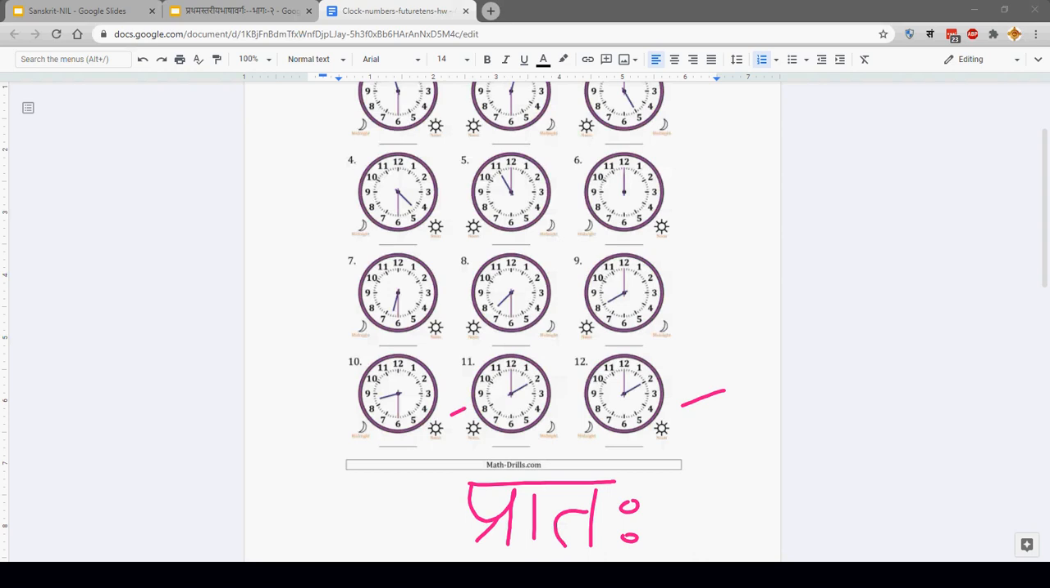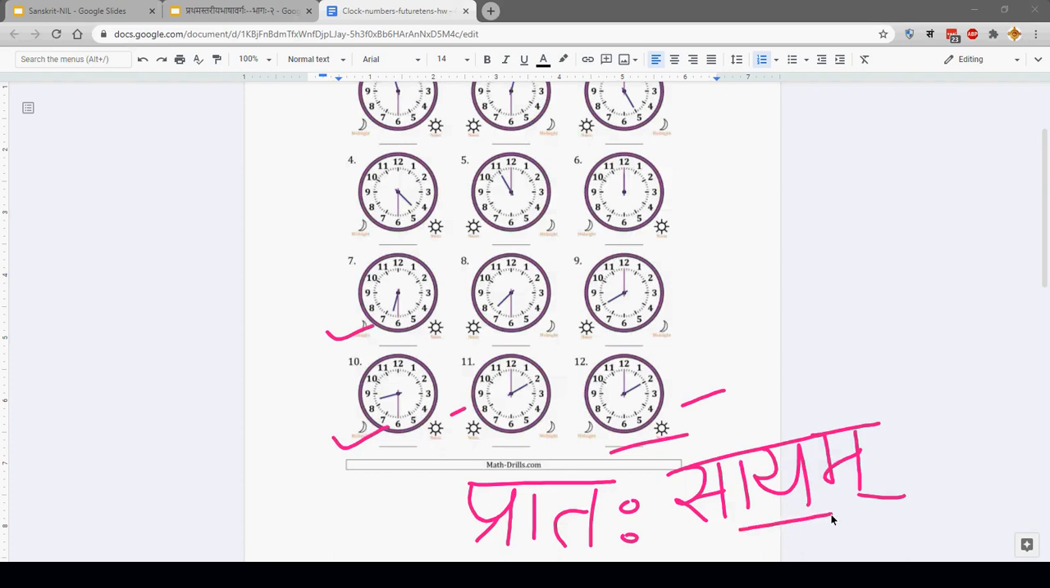Okay. So Prataha, and here it is Sayam. Sayam is evening actually. So Prataha and Sayam. Sayam Dvivadanam, Prataha Dvivadanam, Sayam Sardhashtavadanam, Sayam Shadvadanam. Like that we can use that. Now Sayam is evening, but there are other words for afternoon or noon.